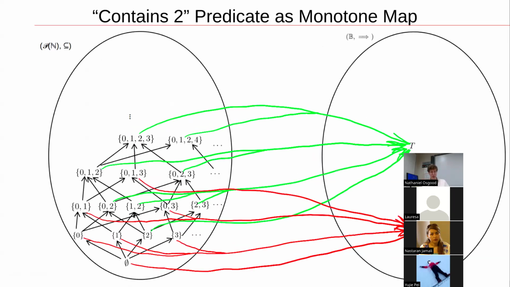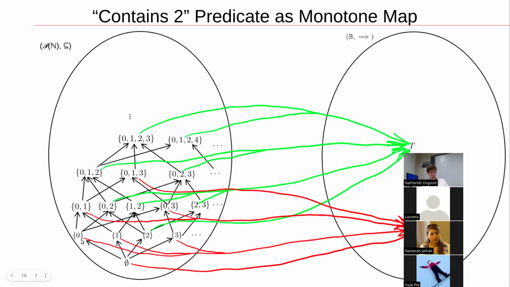I might have another example. Yeah, here's another one. Is this monotone? Contains 2. You tell me. This is an interesting one. When I say contains 2, it's a mapping according to whether or not the set that serves as the source for the map, the thing being mapped over, contains 2 or not.